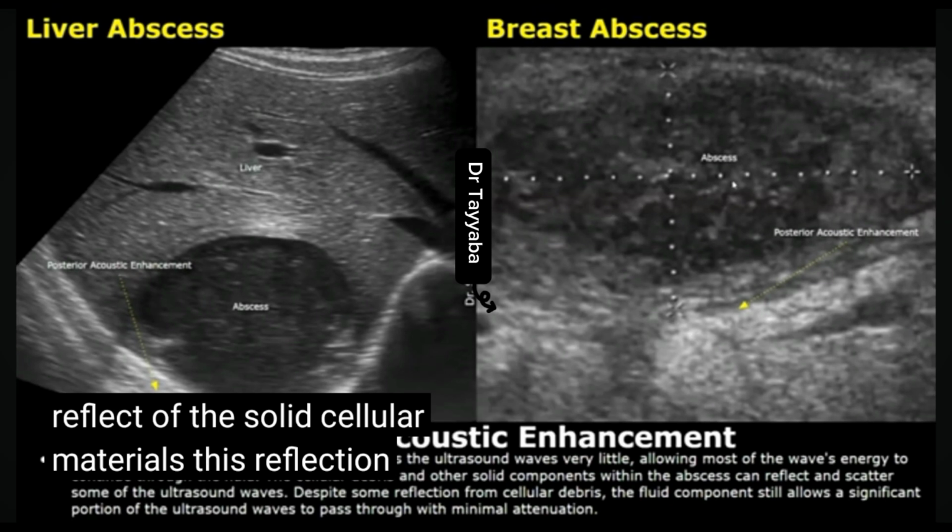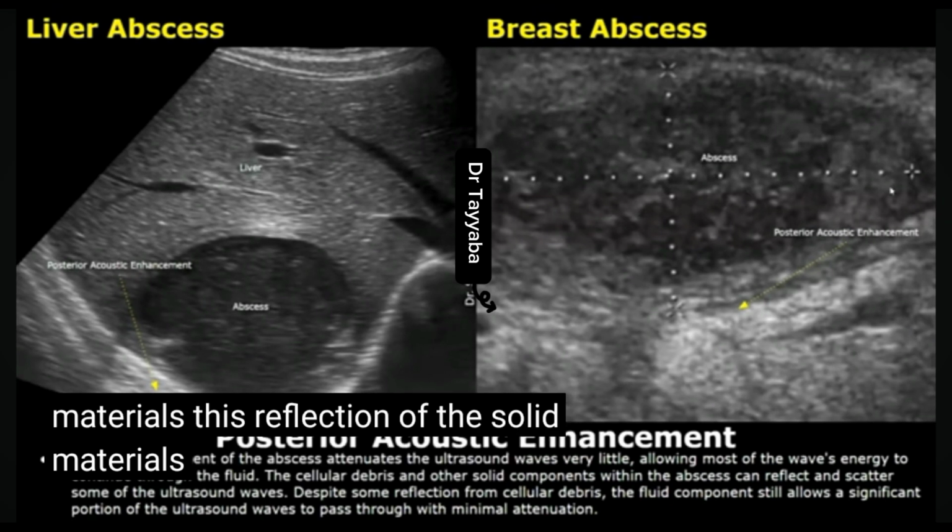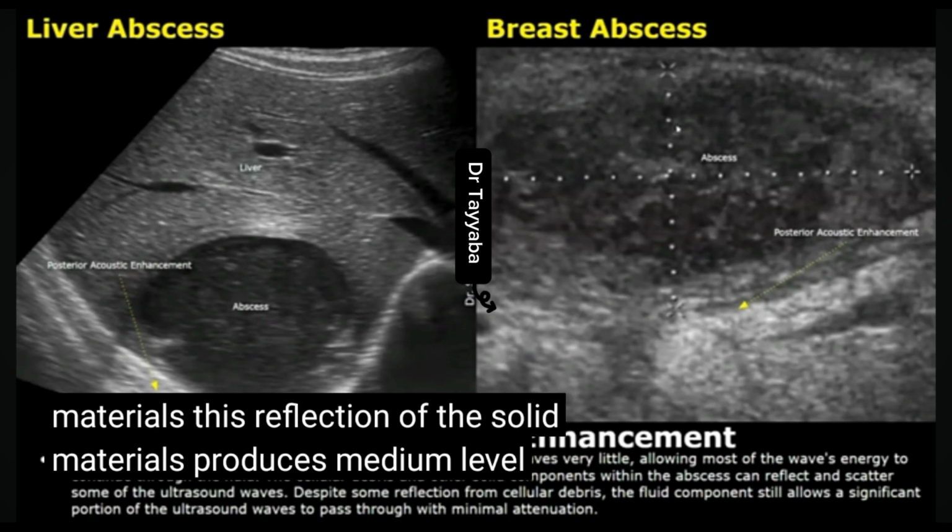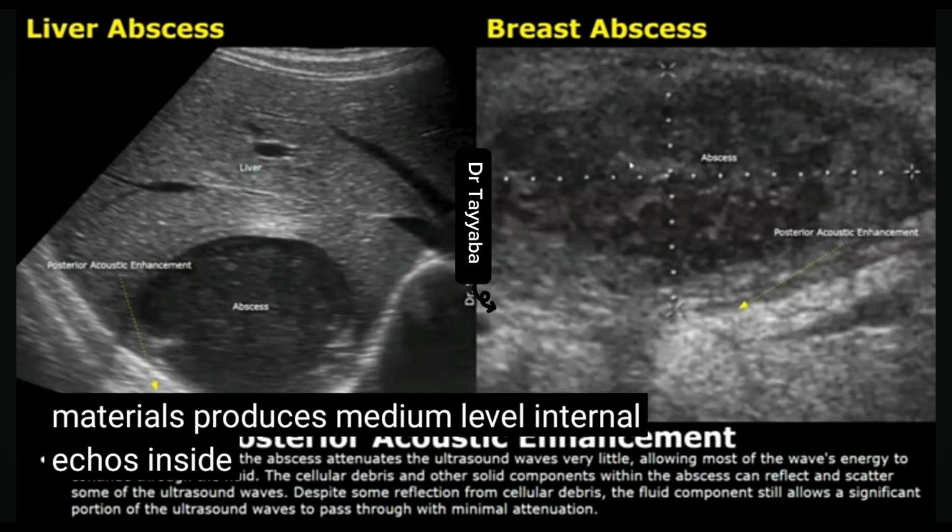Ultrasound waves pass through the liquid contents of the abscess and reflect off the cellular material, which produces medium level internal echoes inside the abscess.